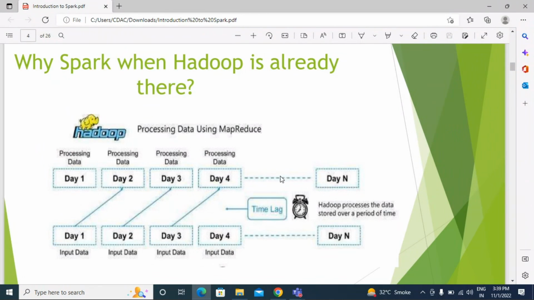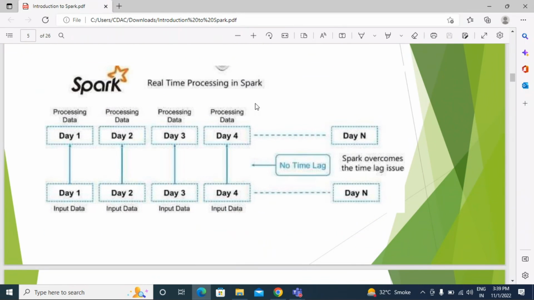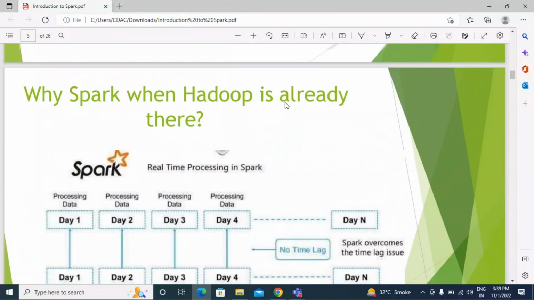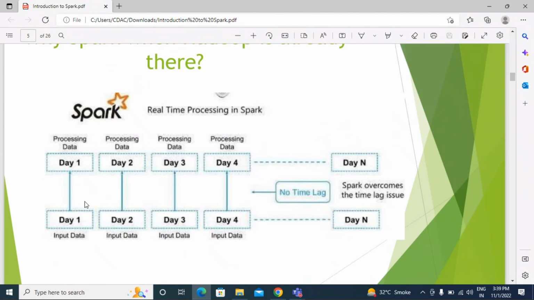So we are facing a time lag. It is not that we are readily processing the data. Hadoop processes data stored over a period of time. So data is stored for a period of time and then it is processed. But with Spark, we are doing real-time processing. As soon as the data is captured, we are processing it. So there is no time lag. Spark overcomes the time lag issue. This is the main difference between Hadoop MapReduce and Spark.